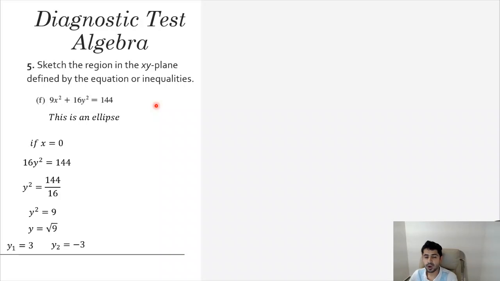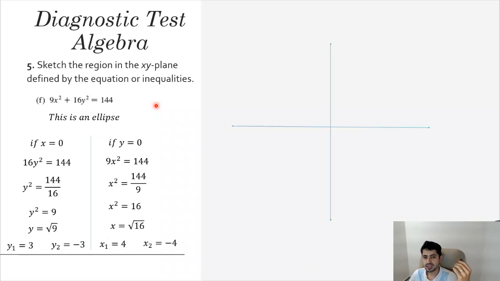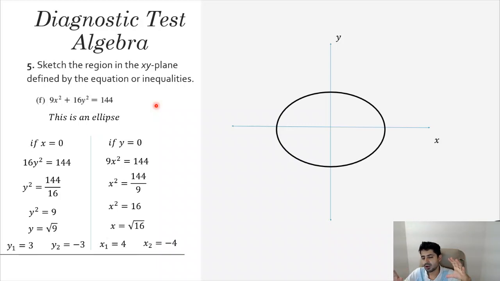This one should be the y-axis intersection. We're going to do exactly the same as the previous one. We have y equal to 0. We get 144 over 9, we have the square root of 16. We have 2 answers. So when we replicate that, we figure out that in the x direction it is a little bit broader, with this form, right?